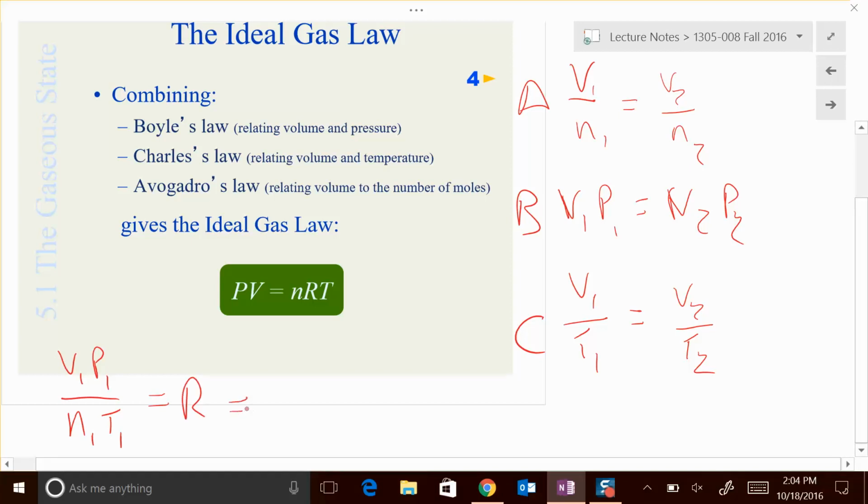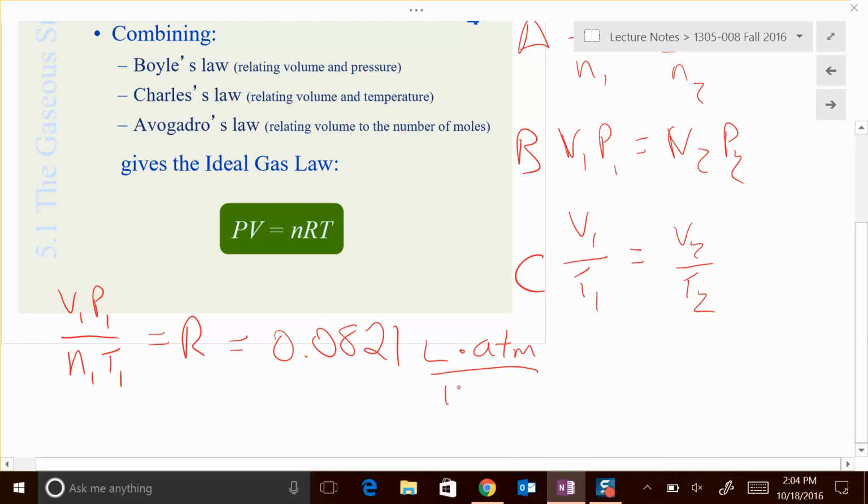Okay? And R is equal to 0.0821 liters atmospheres over Kelvin moles. Okay? For the units, those are the units. You can see that, right? Liters, atmospheres, Kelvin, moles. Those are the units of R. That's how I get those. Okay? So this is now a constant that I can use in this ideal gas law equation. R is 0.0821.